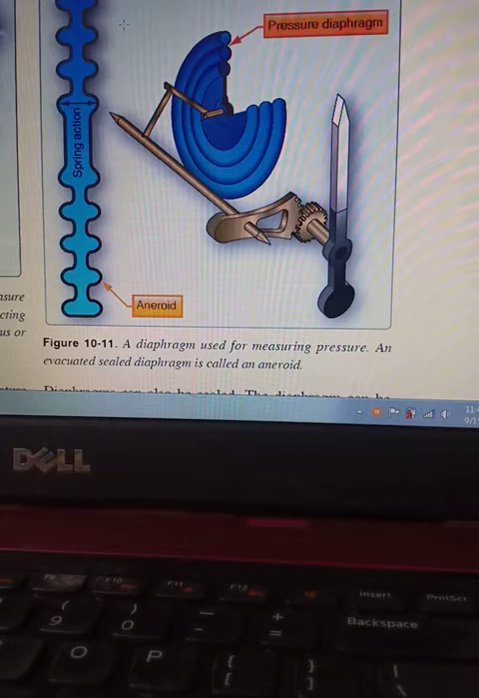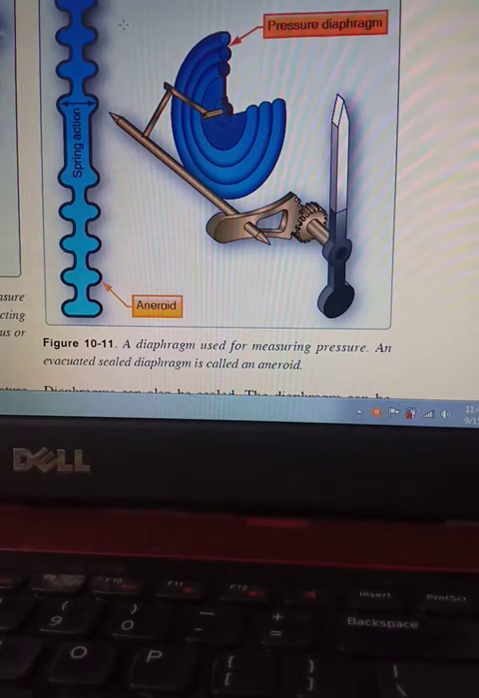So diaphragms can also be sealed, or evacuated before sealing, retaining absolutely nothing inside. When this is done, the diaphragm is called an aneroid. This is how it looks from the side view. From the front view, this is the shape of your diaphragm. So it is composed of an aneroid. Okay?